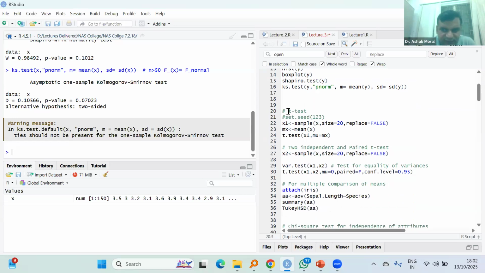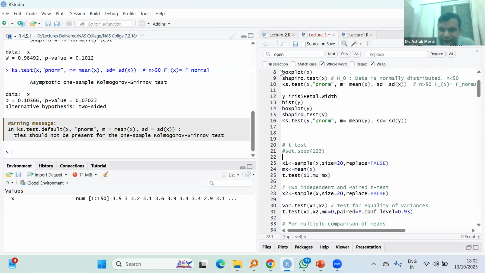Now come to the t-test. I told you that there are some assumptions regarding the t-test. So what is the first assumption? Data should be normally distributed. Okay, what did we do?